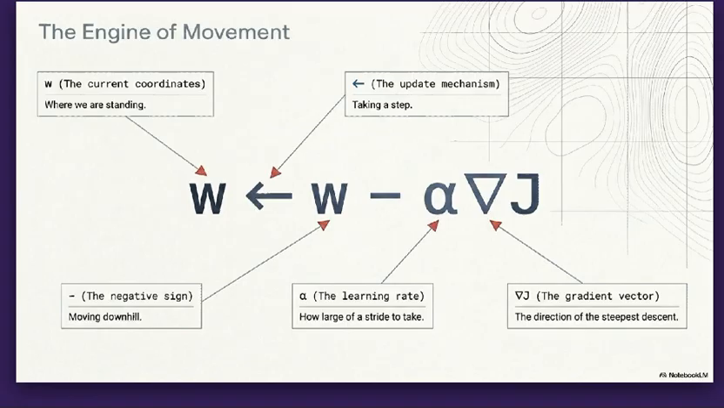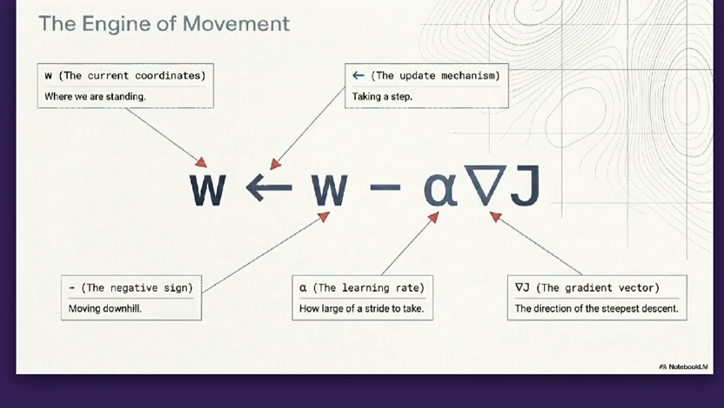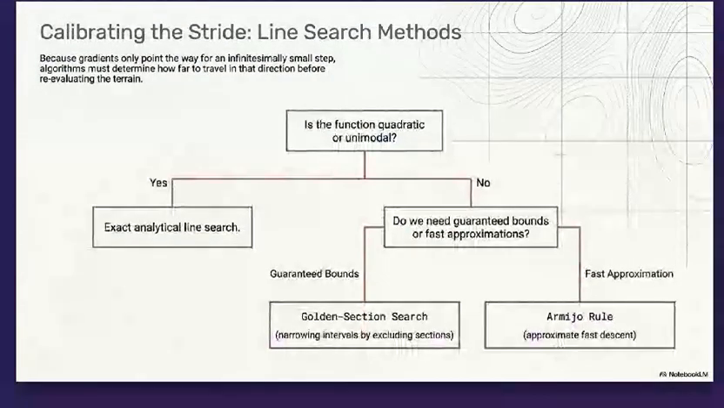The deck maps out a decision tree for finding this perfect stride. It starts with a best-case scenario. What if the function is quadratic or unimodal? Meaning, what if the loss landscape is just a perfect, smooth, symmetrical bowl? Right. If the geometry is a perfect parabola, the mechanics are beautifully simple. You can use an exact analytical line search. Because it's perfectly predictable. Exactly.